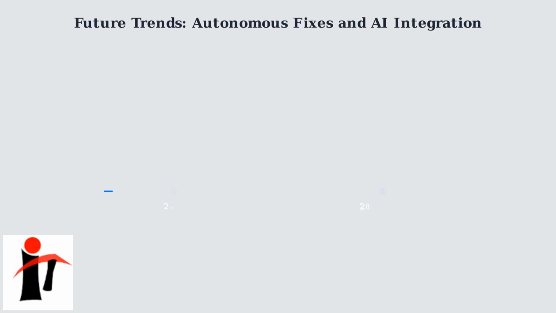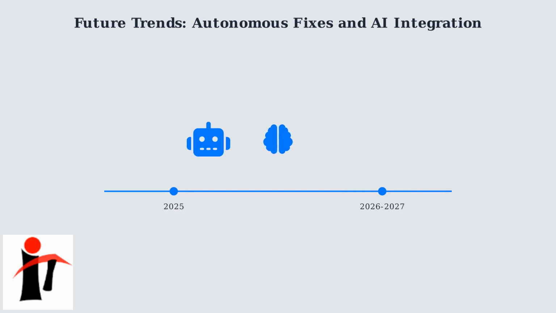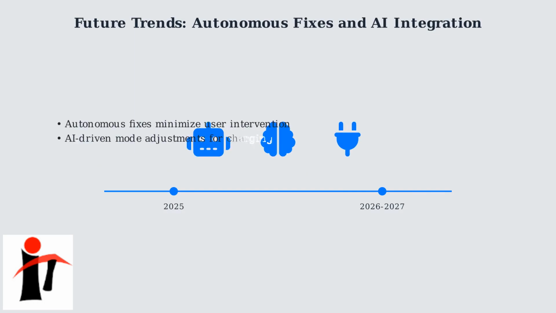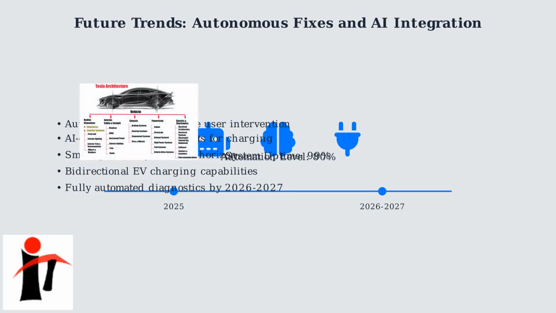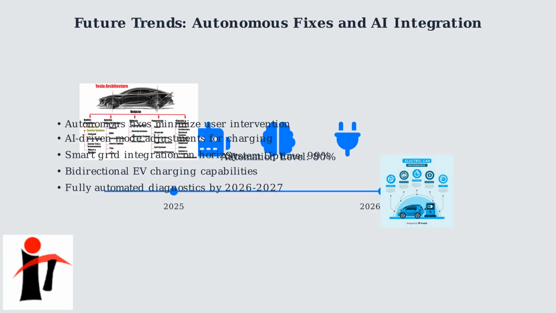Tesla is moving towards autonomous fixes and AI-driven mode adjustments to minimize user intervention. Future updates will likely diagnose and resolve charging issues automatically. Integration with smart grids and bidirectional EV charging are also on the horizon. Expect fully automated diagnostics and AI mode adjustments, potentially eliminating most user-side fixes by 2026-2027.